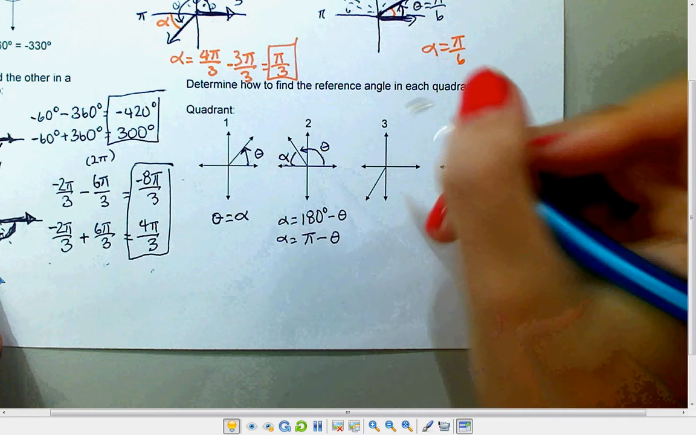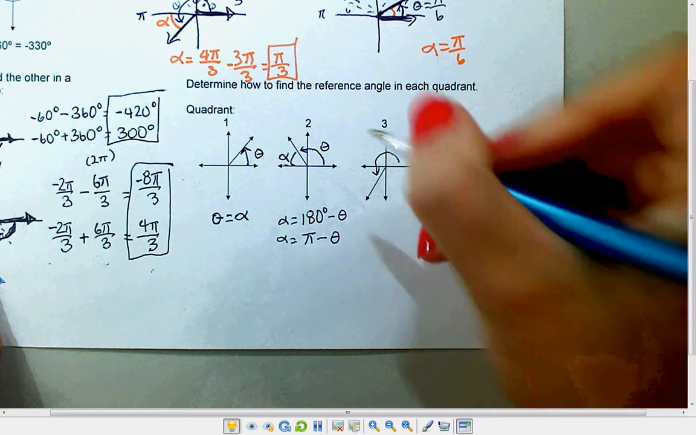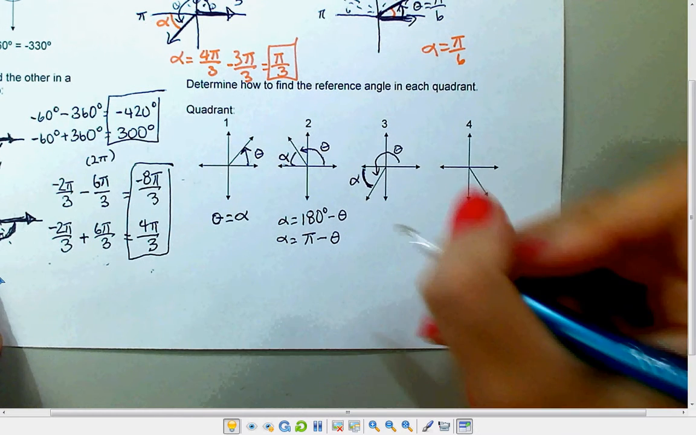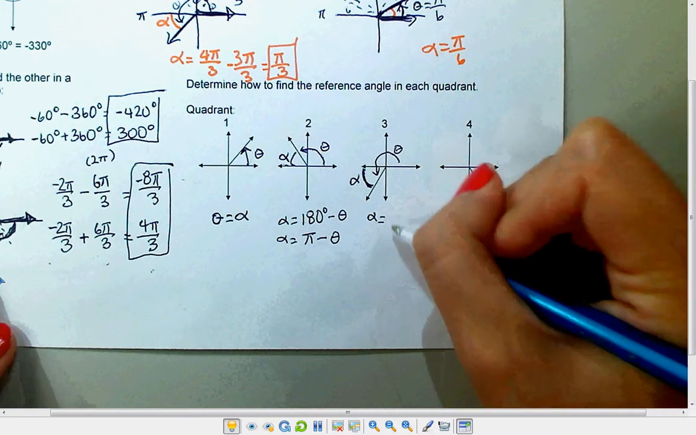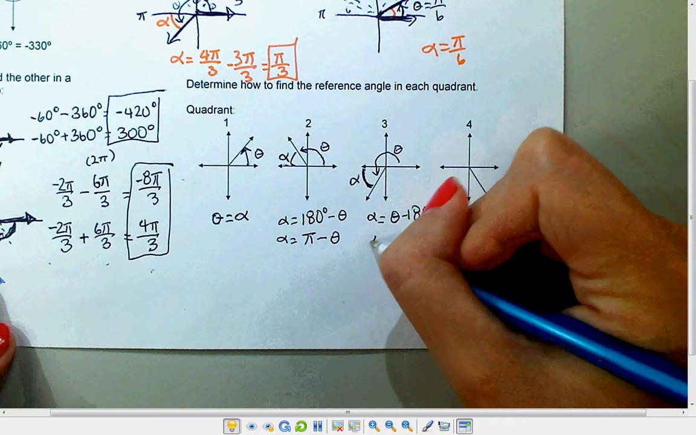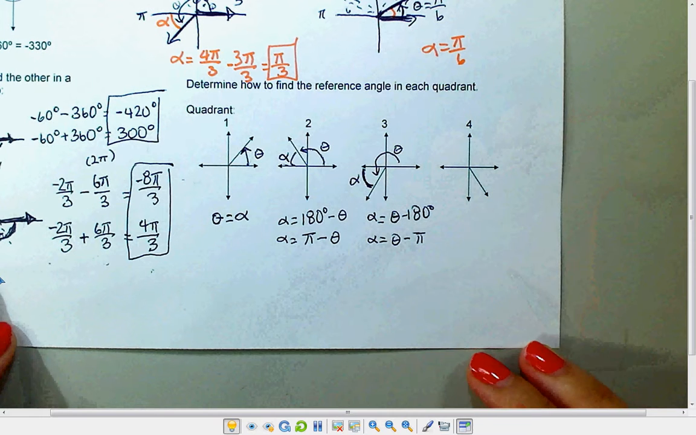Now, if you are in the third quadrant, so here is your original angle, your reference angle is this part right here. In this case, you're going to start off with your original angle and subtract either 180 or pi, depending on if you're in degrees or radians.